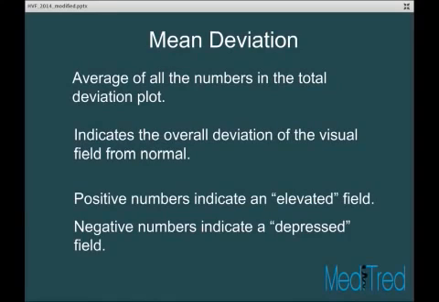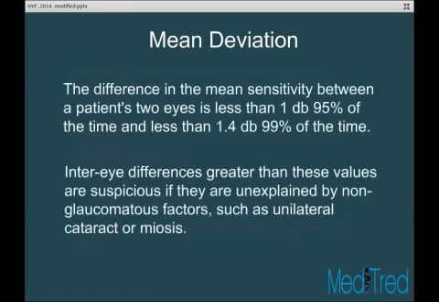The mean deviation is the average of all the numbers in the total deviation plot, and it indicates the overall deviation of the visual field from normal. Numbers that are positive indicate an elevated field, or a field that is seeing more than would be expected for an age-matched control. Negative numbers indicate a depressed field that is seeing less than an age-matched control.